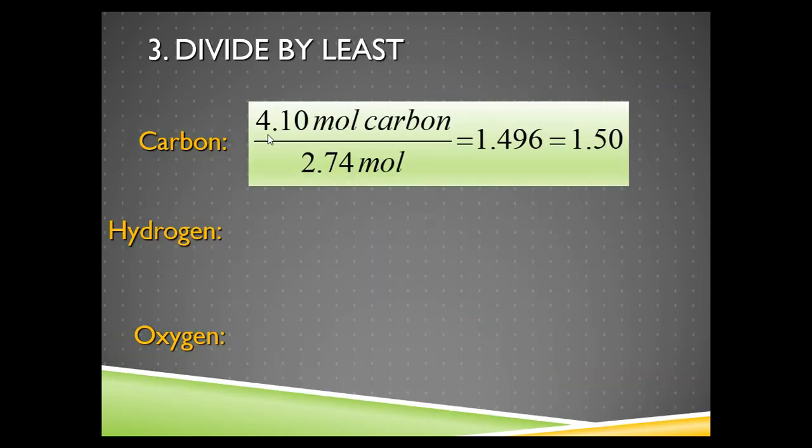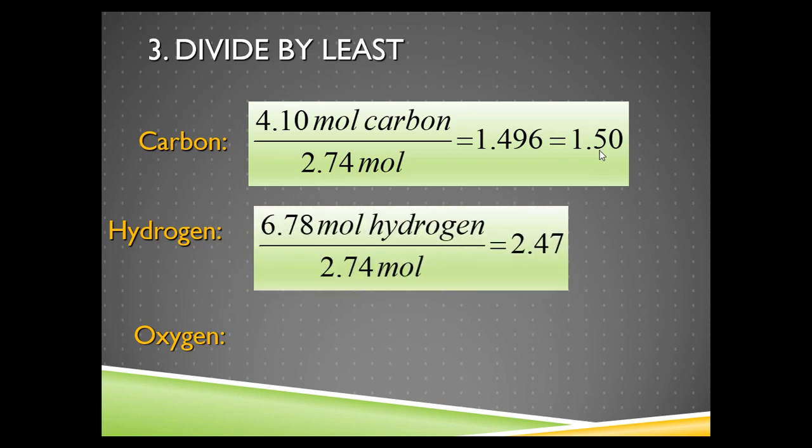So carbon was 4.10. I'm dividing it by that least number, 2.74, and I get an answer of 1.4960. So for this step, I'm really going to round to 1 decimal place. So step 2, I need to round to 2 decimal places. For this one, I can round to 1. Okay, and that's going to get me to 1.5. Okay, so for this one, I'm going to divide by the least, and I'm going to get 2.47. Again, that's going to round to 2.5.